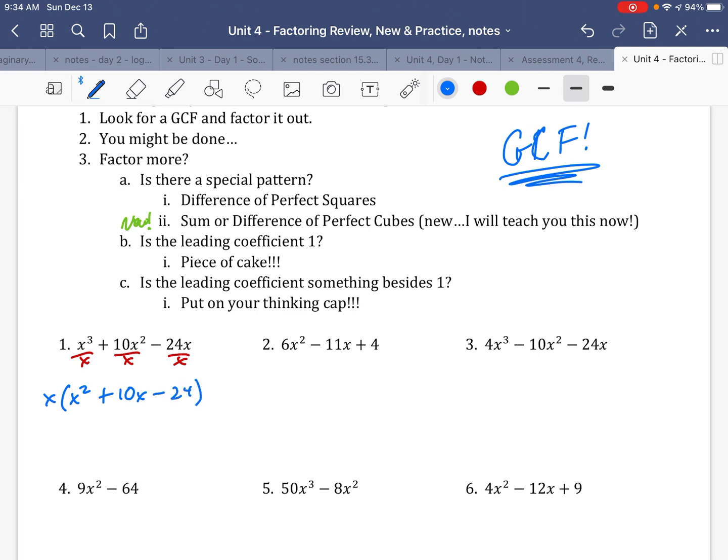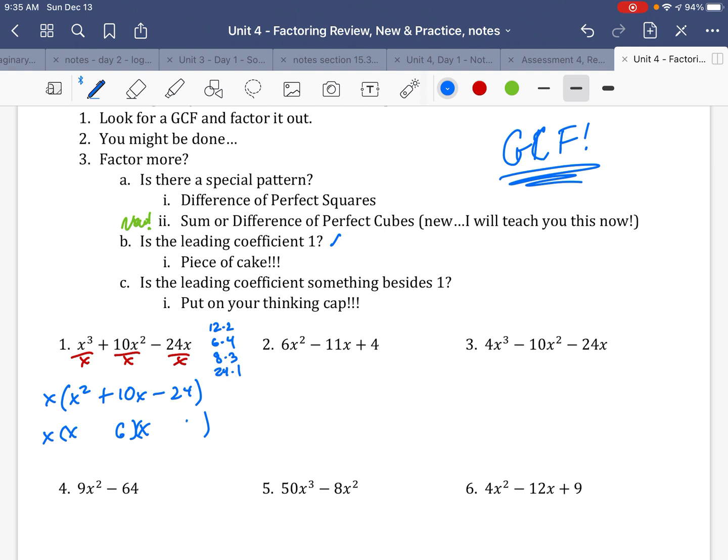Then I look at that and I'm like, I think I can probably factor that some more. So I got x and x. So, things that make 24, remember: 12 and 2, 6 and 4, 8 and 3, 24 and 1. Right away, this is an easy one because there's an x squared in front, so the leading coefficient is 1. So 6 and 4, I'm like, oh, that makes 10.